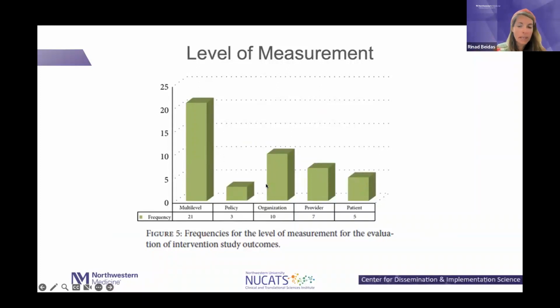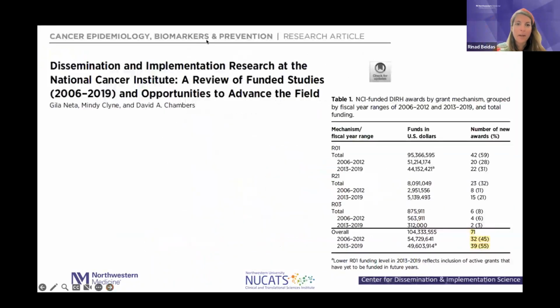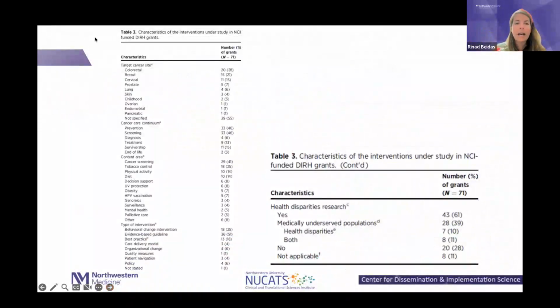Interestingly, even from the very beginning, there was a very multi-level focus, meaning that the studies were using strategies that tapped into different levels of barriers. There was a more recent paper done by the National Cancer Institute group on the funded studies from NCI exclusively. This is a great paper, so I definitely recommend that you take a look at it. In this paper, they cover a span from 2006 to 2019, which is certainly more recent, of about 71 grants that they funded themselves. And again, I'm not going to go through this line by line.